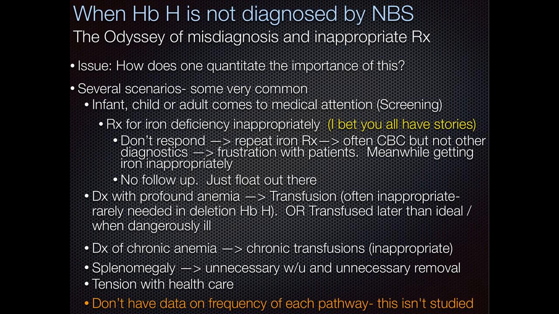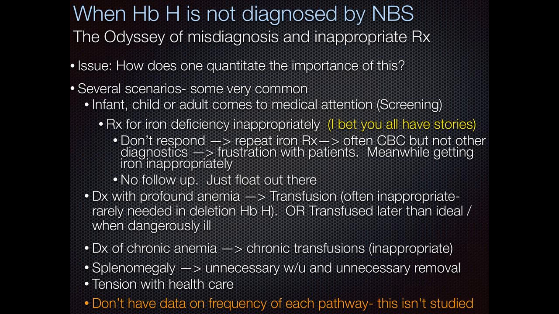an infant or a child or an adult comes to medical attention, and then they get put on iron for iron deficiency, even though they don't need it. They're anemic because they've got hemoglobin H, not because of iron deficiency. And I'll tell you, if you start asking people, most people have stories. They know of people that got put on iron, and yeah, they keep getting more iron, and intermittently they're on iron all their life. Why is this? Do they have a hemoglobinopathy? Are they truly iron deficient? People don't know. So what happens in real life?